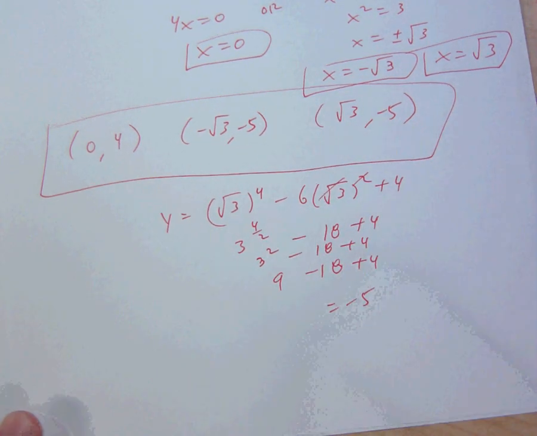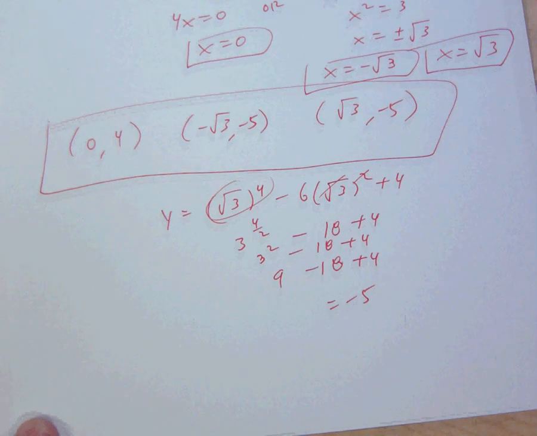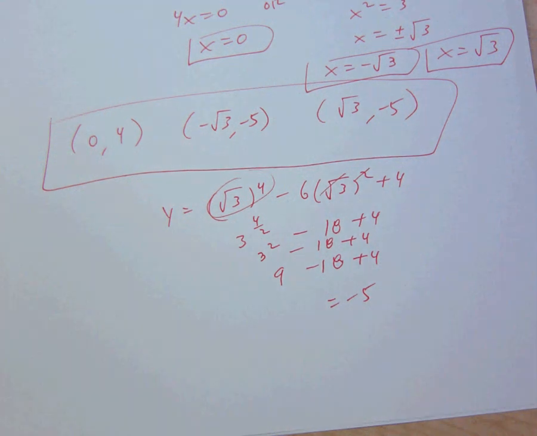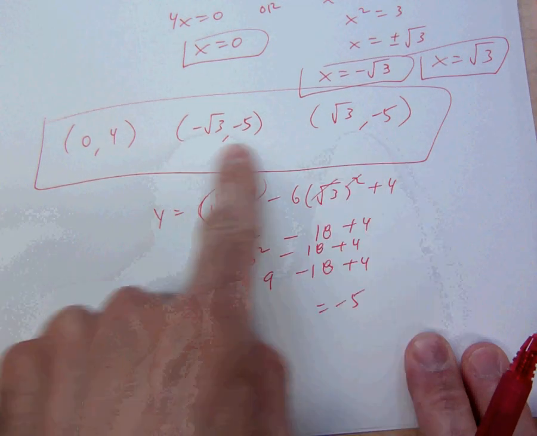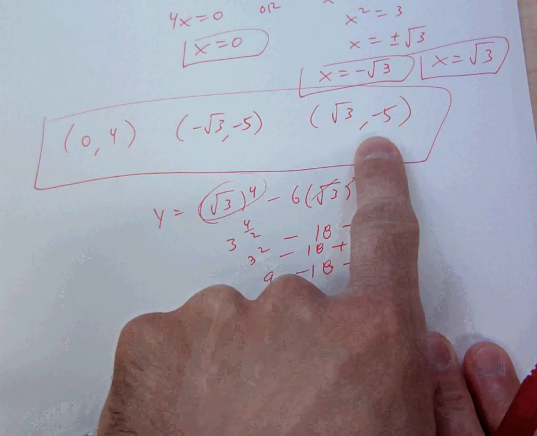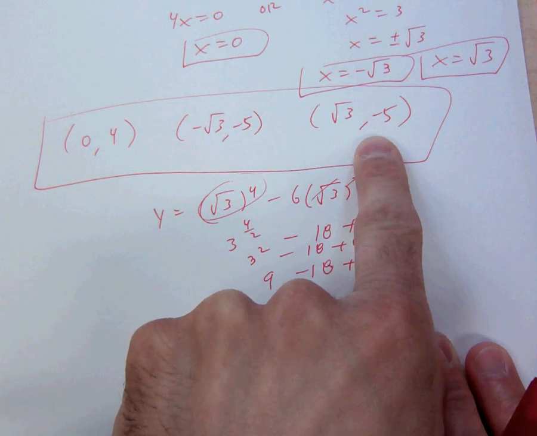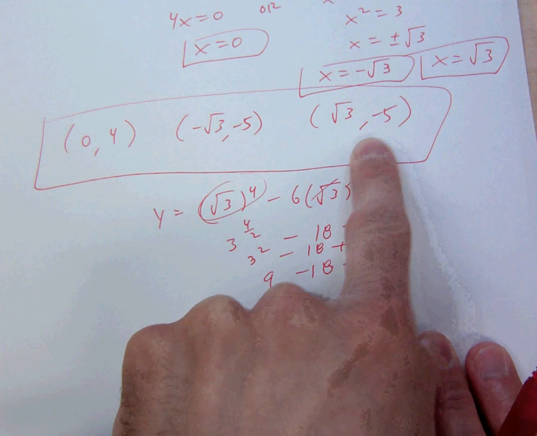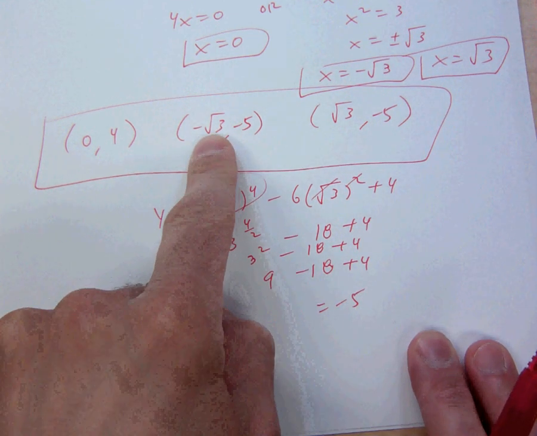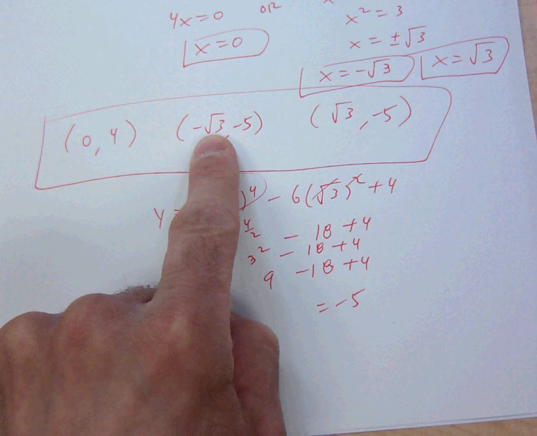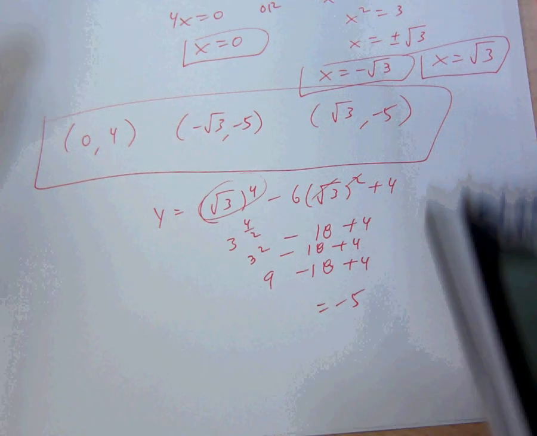Everybody see what I did there? I just got creative and wrote it as 3 to the 4 halves, which is 3 squared, which is 9, right? All right, so what are these? These are the points on the original curve where you'd have a horizontal tangent line. By the way, you guys should know roughly what square root of 3 is. What is square root of 3 roughly? 1.7? Okay.